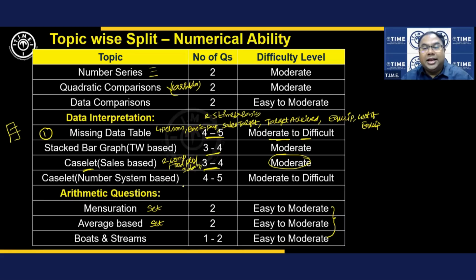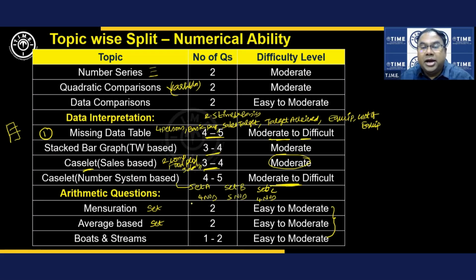Then we have another caselet which was moderate to difficult, which was based on the number system. What was this caselet? Here we have 3 sets: set A, set B, set C. Set A has 4 numbers. Set C has 4 numbers. Set B has 5 numbers. Some more information is given here.